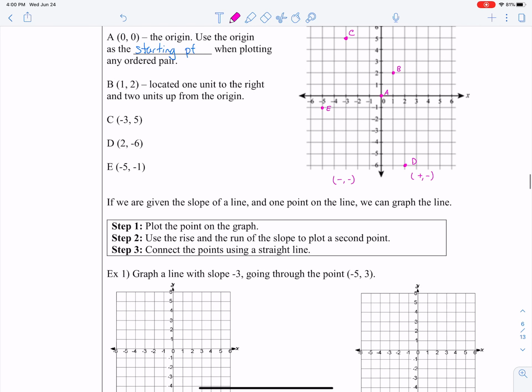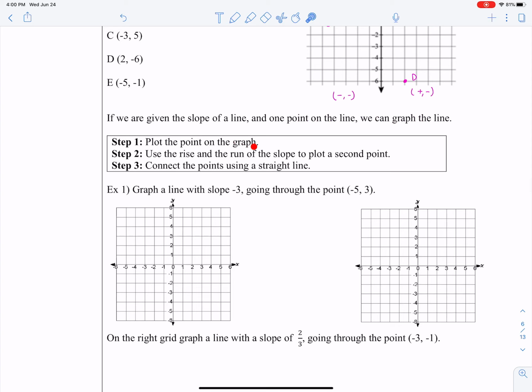Okay, so if we are given the slope of a line and 1 point on the line, then we can graph the line. So the first thing to do is to plot the point on the graph. So here it says, graph a line with a slope of -3 going through a point, -5, 3. So our step 1, we're going to take this point and plot it just like we were doing up here. So -5, 3, we're going to be over here. We're going to go to -5, then we're going to go up to 3. And there's 3, and that's going to be our starting point.